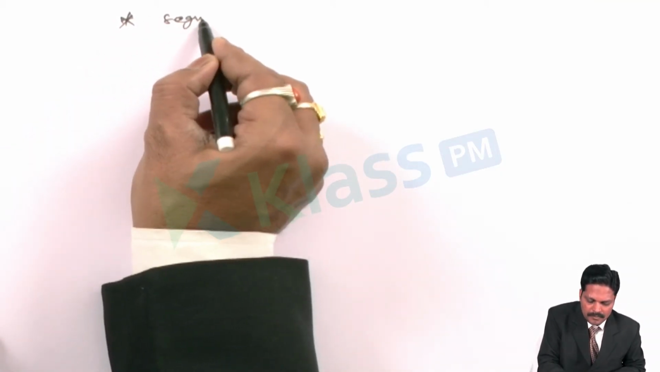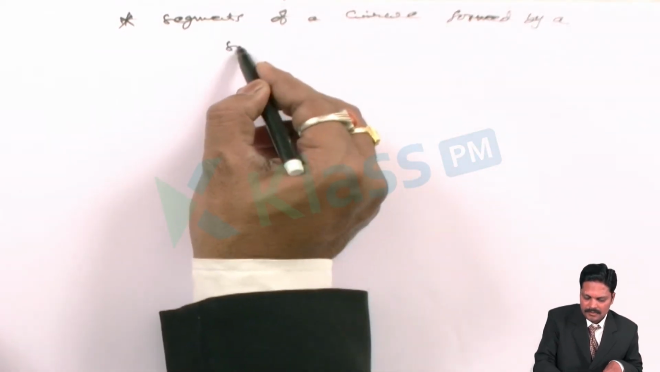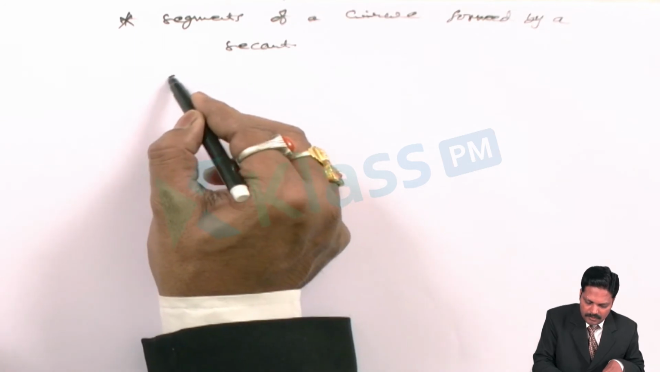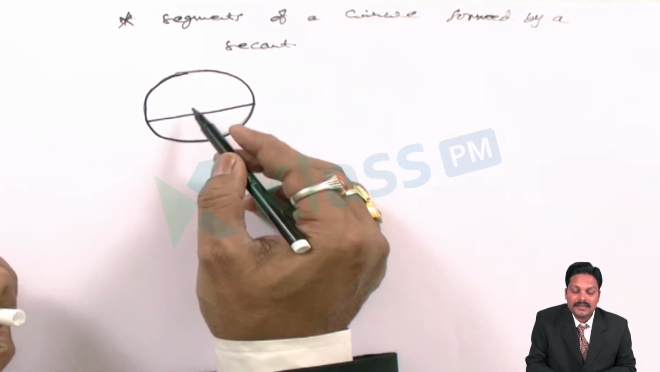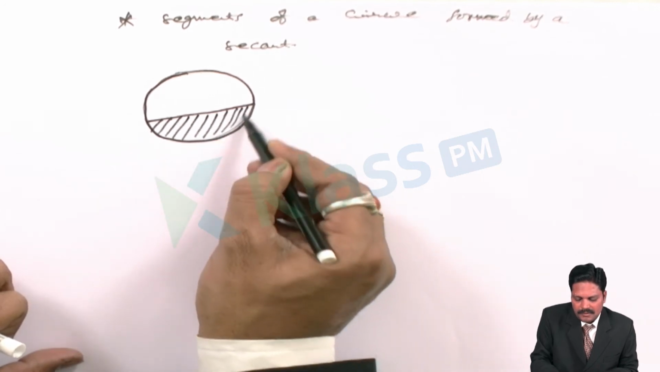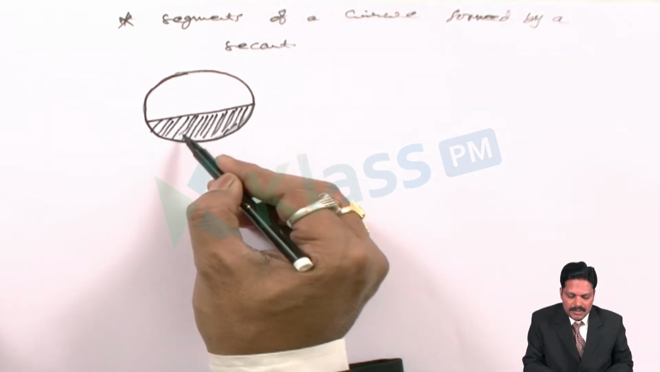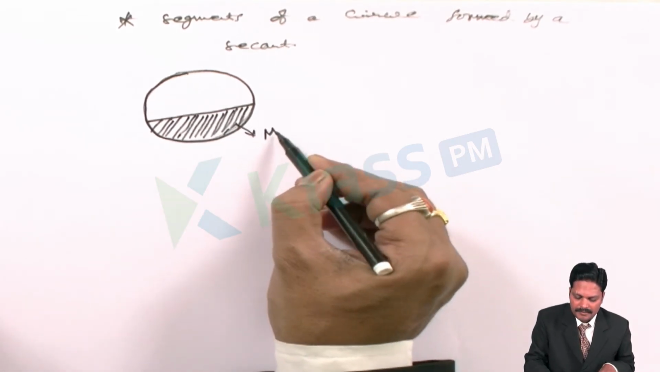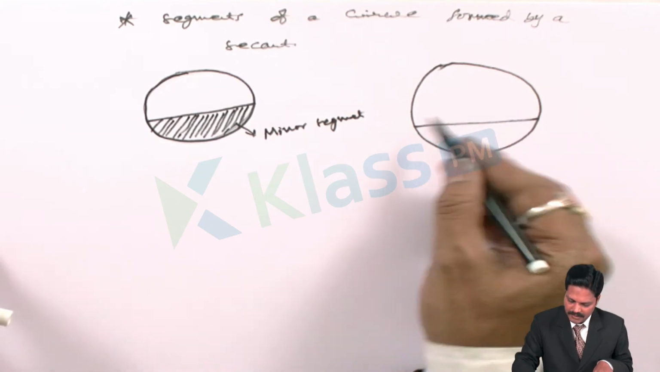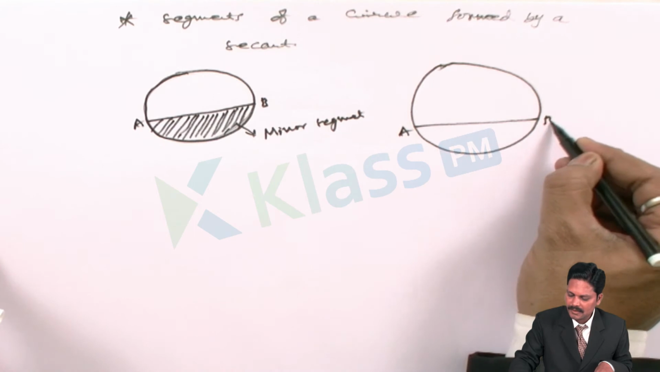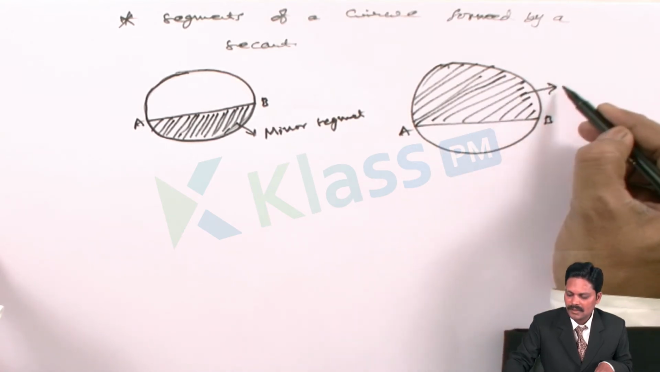Our next topic is segments of a circle formed by a secant. We know that in a circle, the region bounded by an arc and a chord is called a major segment or a minor segment. If the segment is small, it is called the minor segment. Here we are taking AB, and here also AB. The part which is larger in the circle is called the major segment.